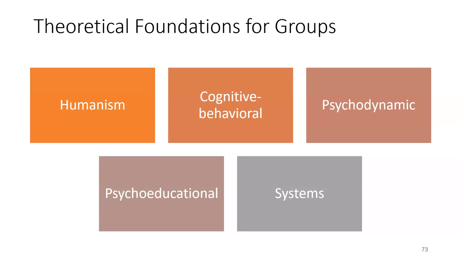Theoretical foundations for group are really similar to when we just talked about theories. Humanism is very much patient-centered. It's an existential experience, self-actualization, and the leader's not directive within the group. Cognitive behavioral is specific, and this goes to cognitive behavioral therapy. We're going to look at specific maladaptive behaviors and thought problems. A lot of goal setting, planning, modeling.